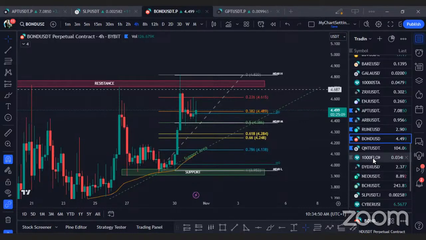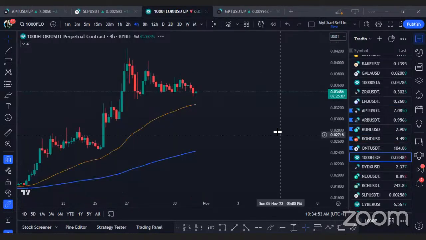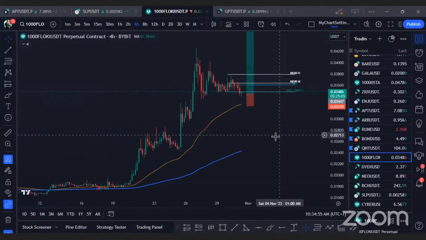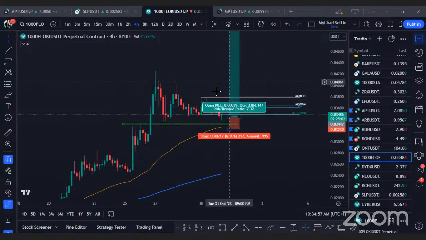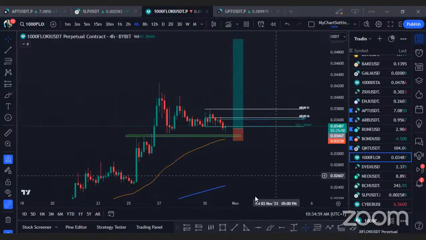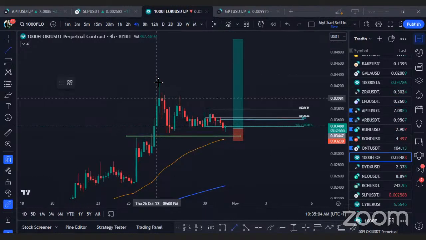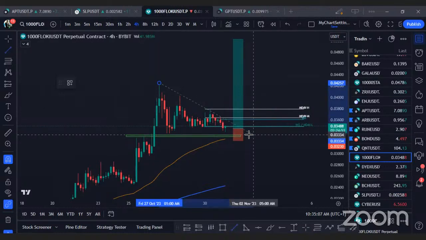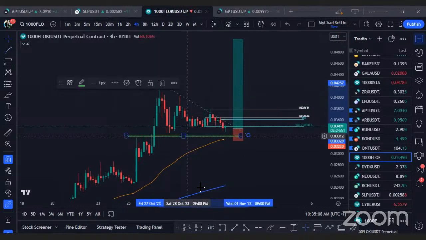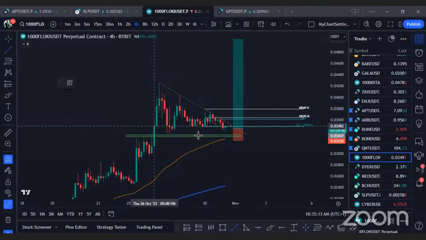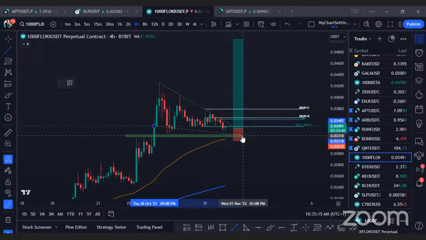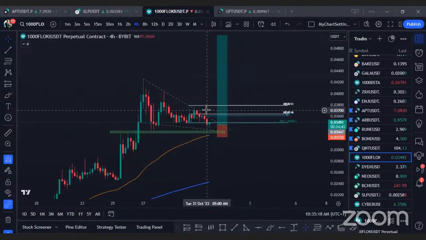And then for the Flow key thing, just let it run, guys. If you're in that trade already, let it run. Let's see how this will go. If we break this, definitely we'll be going back up, right?